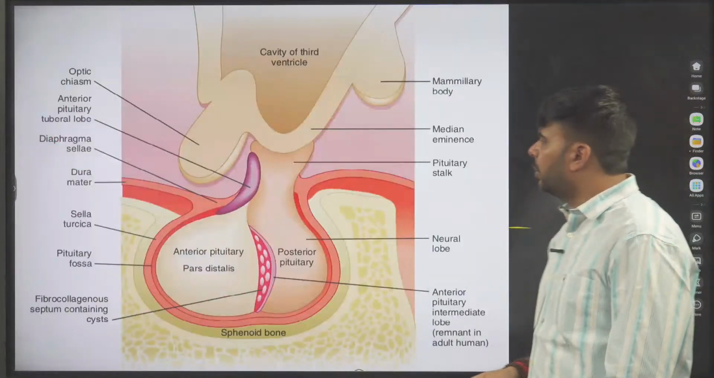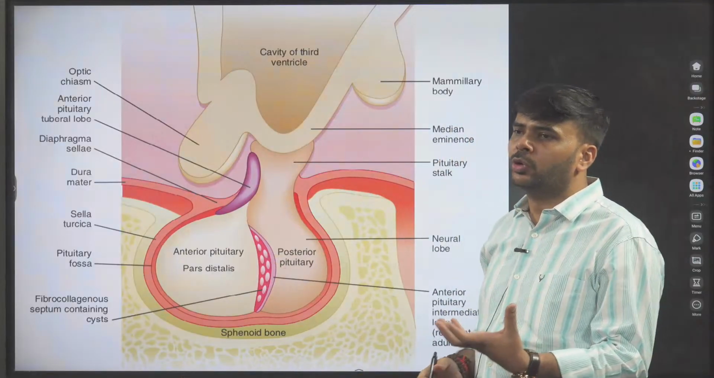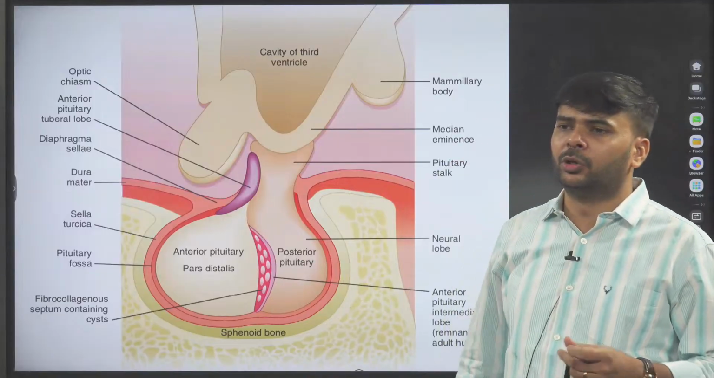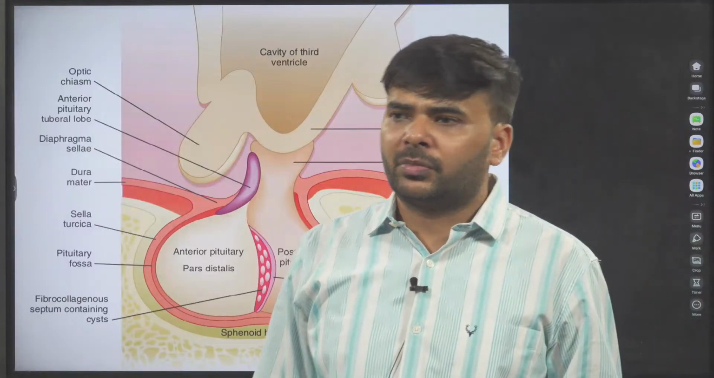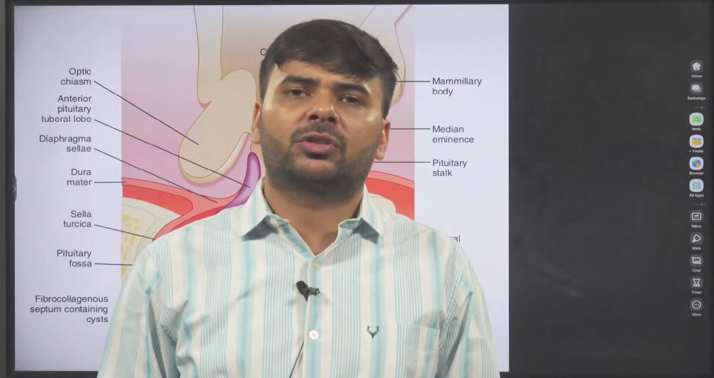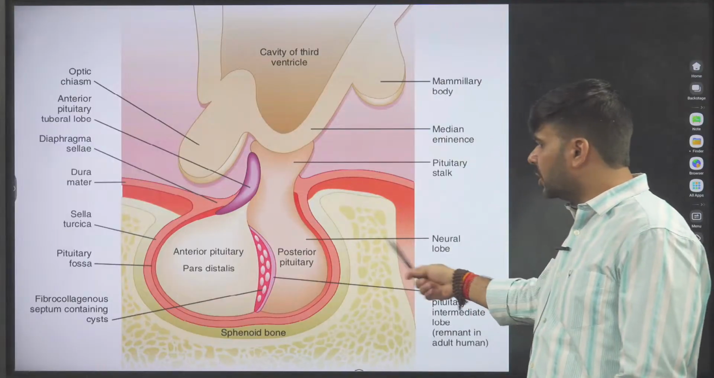Okay, so anterior pituitary, posterior pituitary, the total pituitary, is situated in one bone. The bone is called the sphenoid bone. Important. Yes, this is important. Here is the sphenoid bone, everyone. It forms one cavity. That cavity is called the sella turcica.